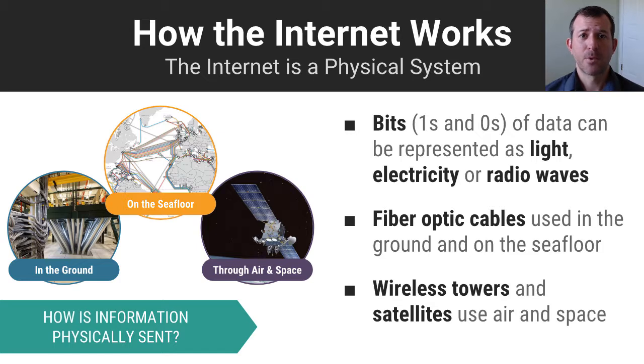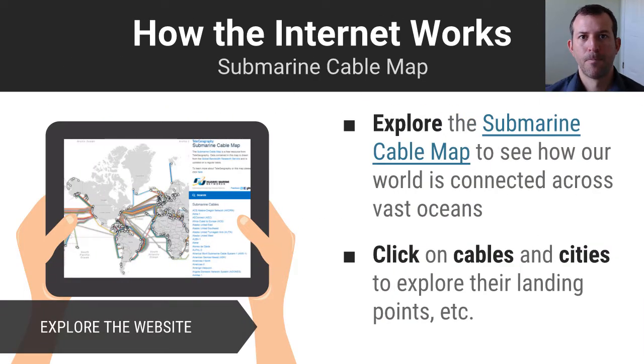Information can be transferred around the world in a number of different ways. Fiber optic cables can use the power of light to transfer information through the ground and on the seafloor from place to place. Or information can be transferred through the air using wireless towers or satellites. So there are many different ways to physically send information around the world using the internet.